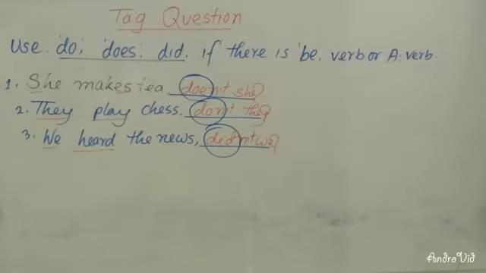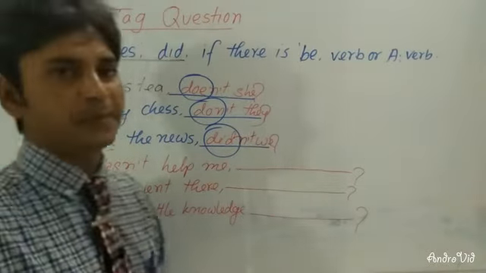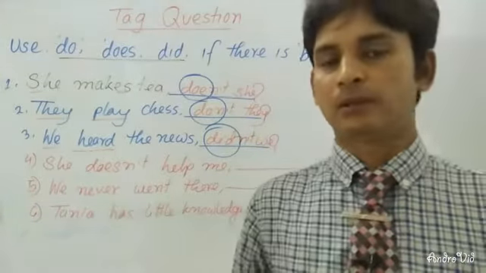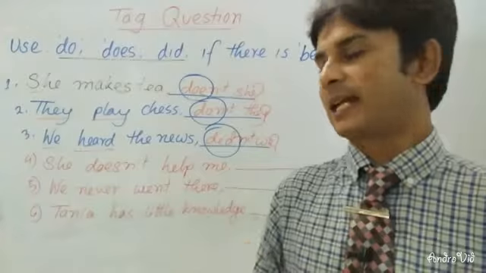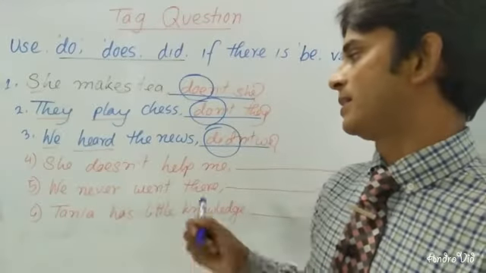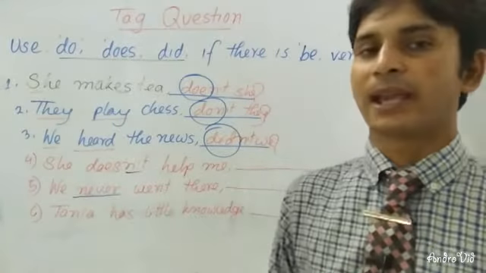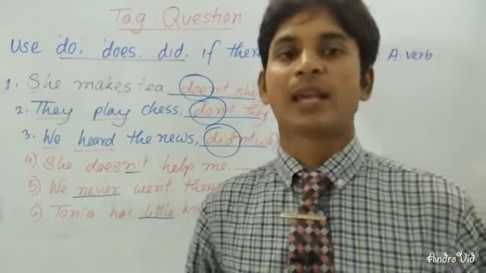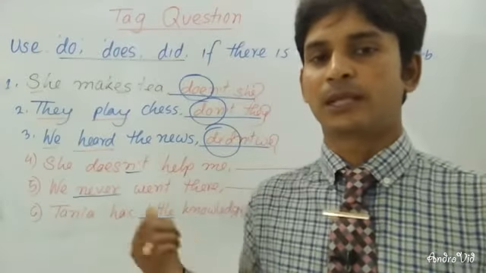So look at the board very carefully. Dear learners, here you can see three sentences. "She doesn't help me" is the first sentence. "We never went there," and "Tanya has little knowledge." Dear learners, you can see that there are negative words. The first negative word is "not", in the second sentence the negative word is "never", and in the third sentence the negative word is "little". So if you have a negative word in the main sentence, you will not use "not" in tag questions.